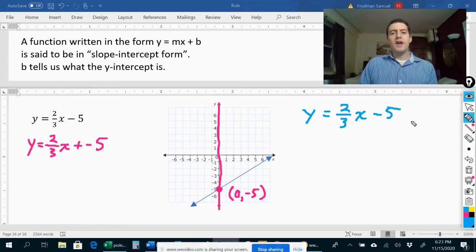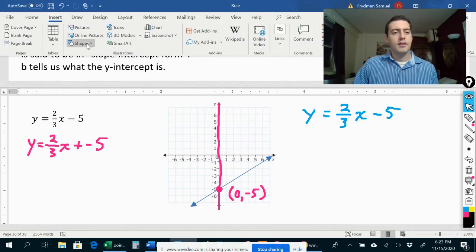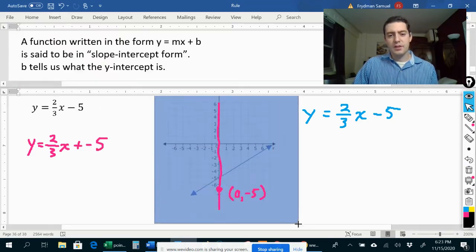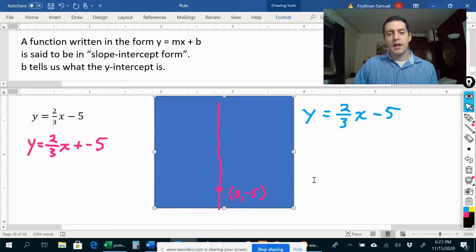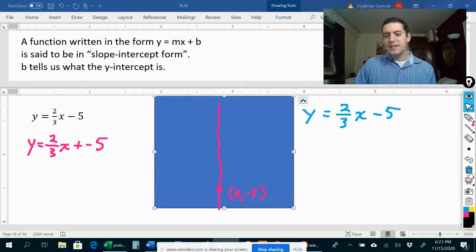Now, if I asked you to find the y-intercept for this equation, but I did not give you this graph over here, let me cover this whole thing. Let's say I was really mean and I gave you this equation, and I told you to tell me what the y-intercept for this equation was, but I did not let you see this graph over here.